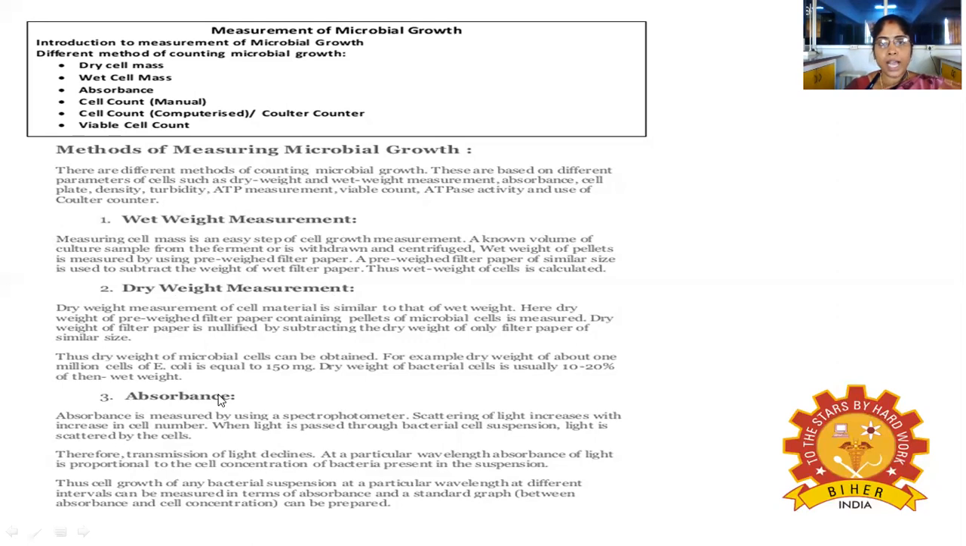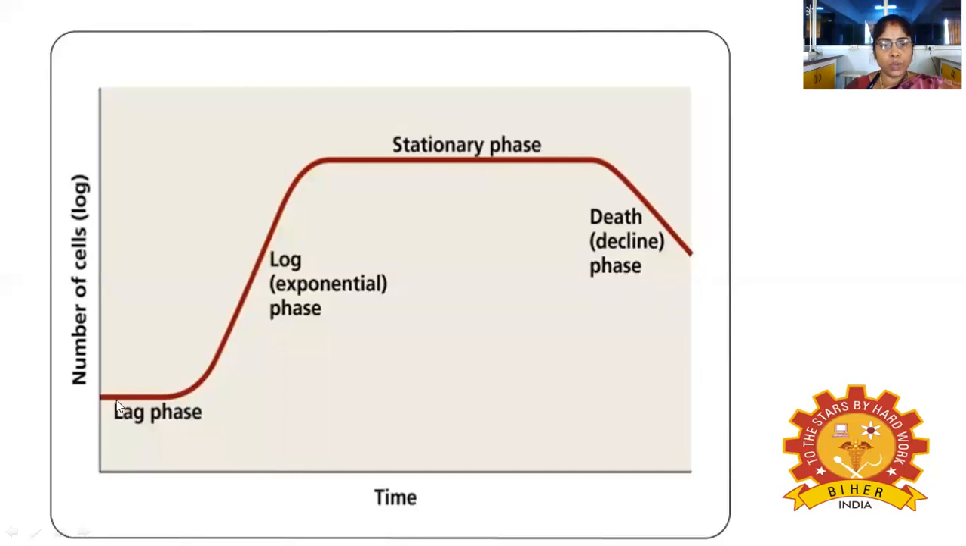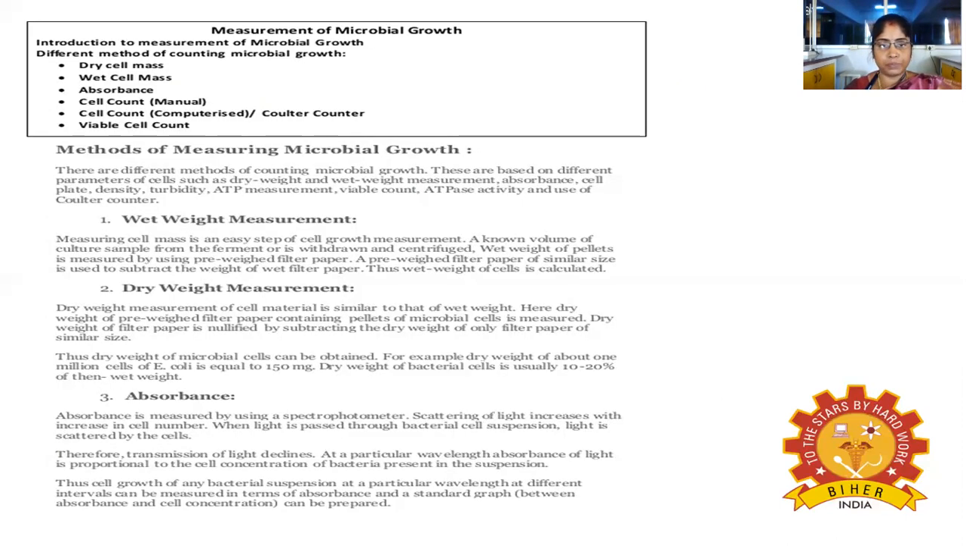Then the third one is absorbance. For batch growth, we can measure the number of cells based on the absorbance value. At a particular period of time, that is the 0th hour, 1st hour, 2nd hour, 3rd hour, we measure the absorbance value. When we plot that absorbance value, it will give you a phase curve like this, so that's why we call this the growth phase of a bacterial cell.